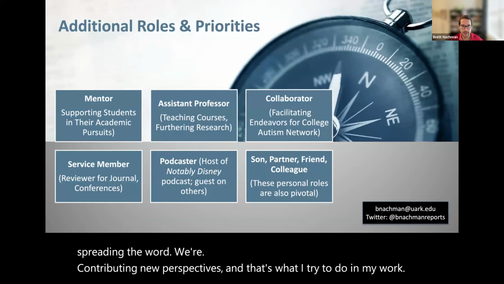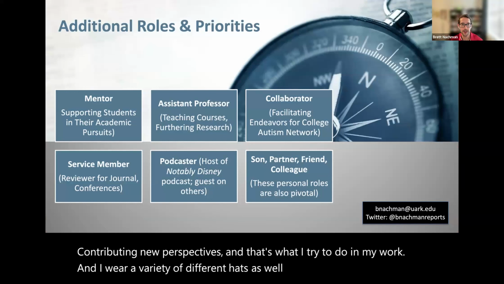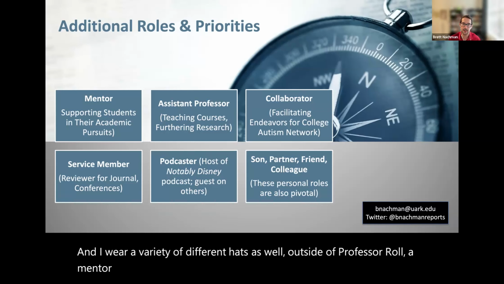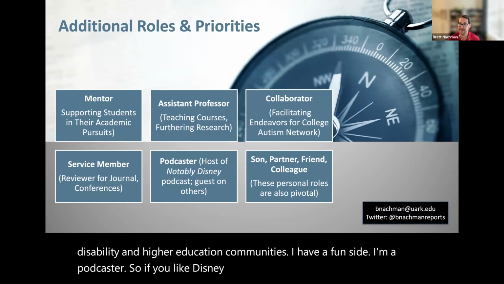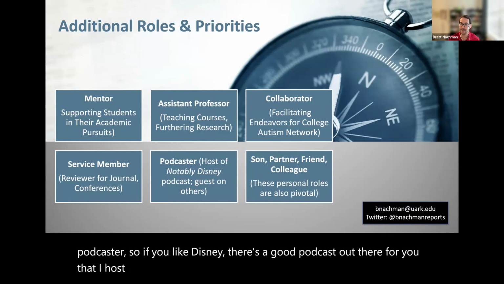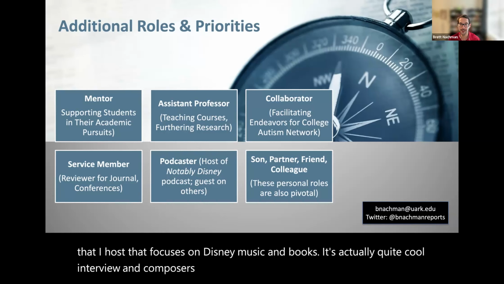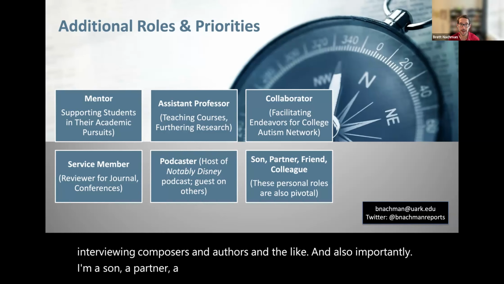And I wear a variety of different hats as well, outside of professor: a mentor, collaborator, someone who contributes to our different autism, disability, and higher education communities. I have a fun side. I'm a podcaster. So if you like Disney, there's a good podcast out there that I host that focuses on Disney music and books. It's actually quite cool, interviewing composers and authors and the like. And also importantly, I'm a son, partner, a friend, and a colleague. So all these make me who I am.